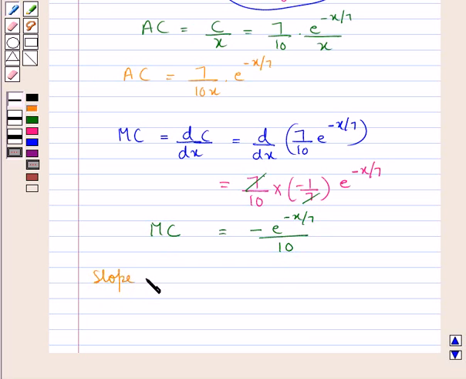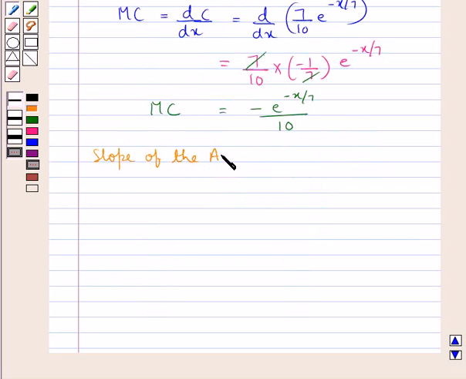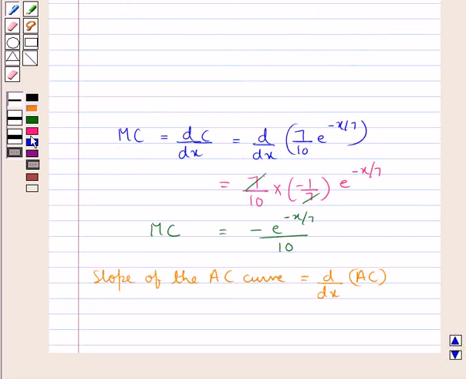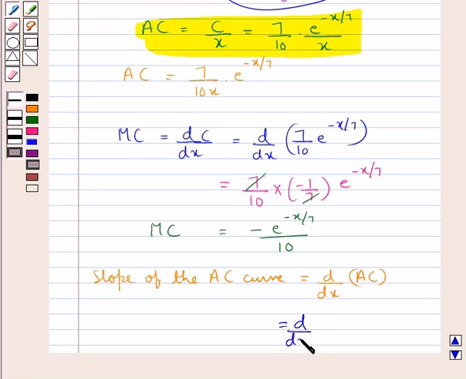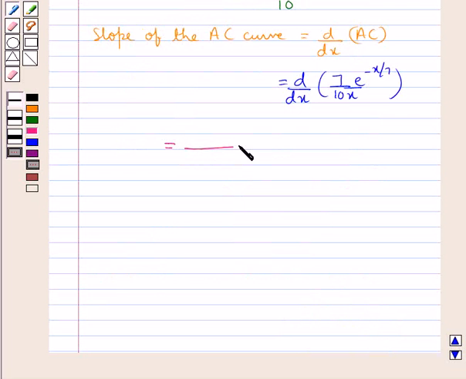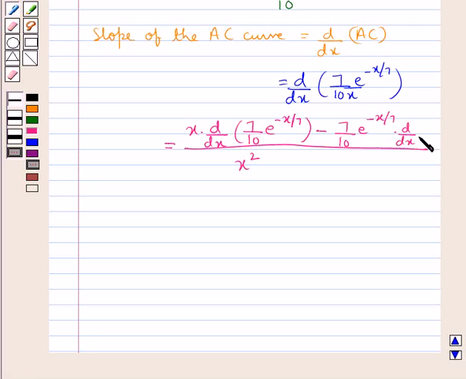Now, slope of the AC curve, that is the average cost curve, is given by d by dx of the average cost, that is AC. So, we will differentiate AC with respect to x, that is d by dx of 7 upon 10x into e to the power of minus x upon 7. So, this is equal to x square in the denominator. Then, we have x into dy dx of 7 upon 10 into e to the power of minus x upon 7 minus 7 upon 10 into e to the power of minus x upon 7 into dy dx of x.